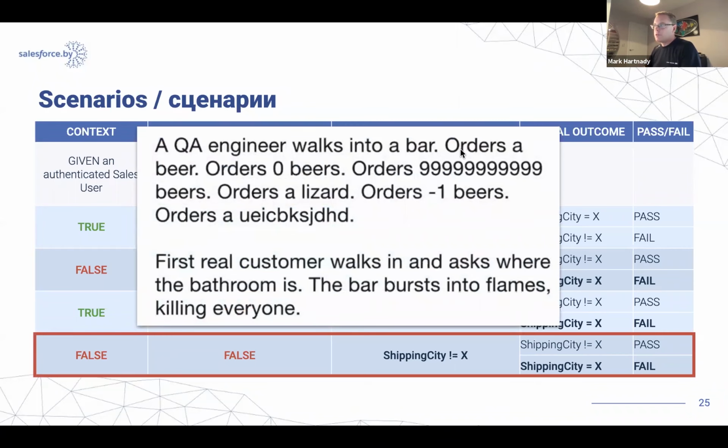So a QA engineer walks into a bar, he orders a beer, he orders 0 beers, he orders 9 million beers, he orders a lizard, he orders -1 beers, he orders a blah, blah, blah. And the first real customer walks in and asks where the bathroom is, and everything bursts into flames, right? So that's kind of demonstrating this last scenario here where context has been ignored, the event hasn't been properly tested, but I'm still getting the outcome I expect, and so I'm happy, right? No, you shouldn't be happy.